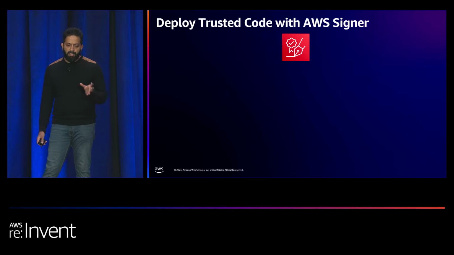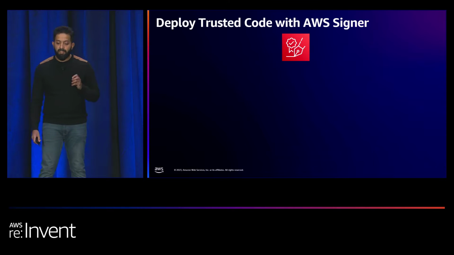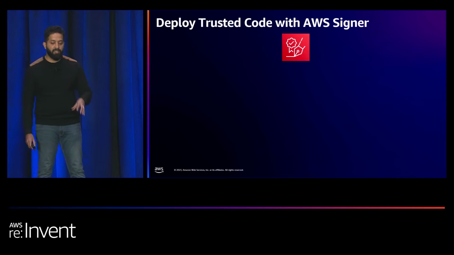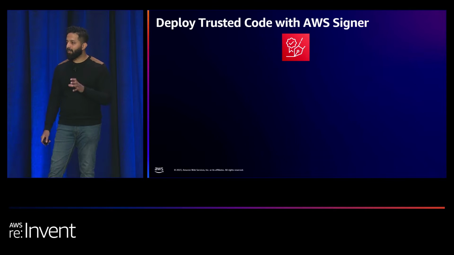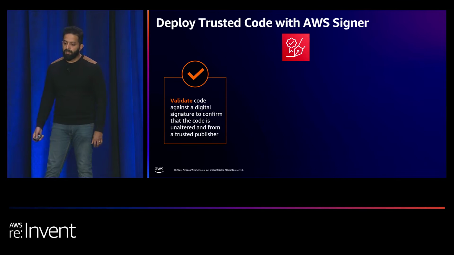Next, you want to ensure that all the code that is going to production is trusted. One of the things you can consider is code signing. Code signing is an industry standard that uses digital signatures to confirm that the code is unaltered and from a trusted publisher. In this case, you can use AWS Signer, which is our fully managed code signing service, to ensure the trust and integrity of your code.